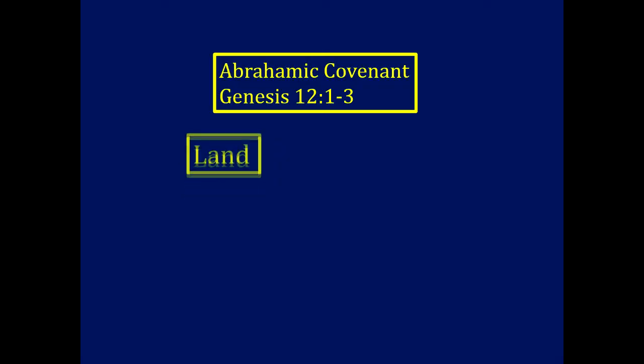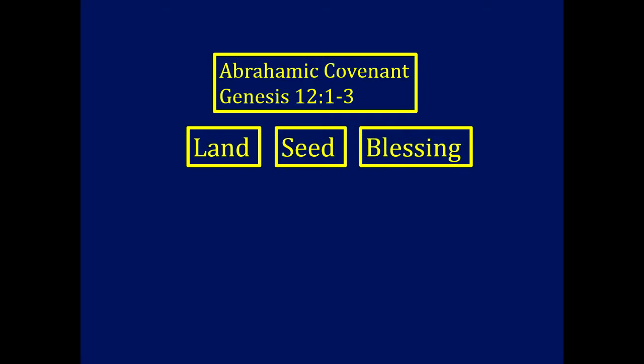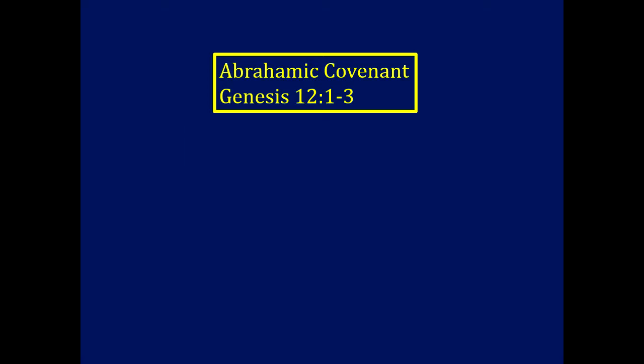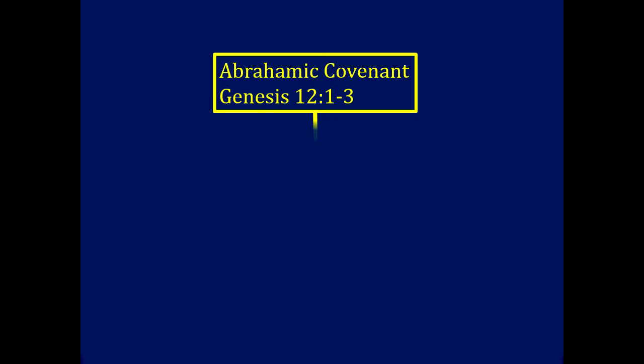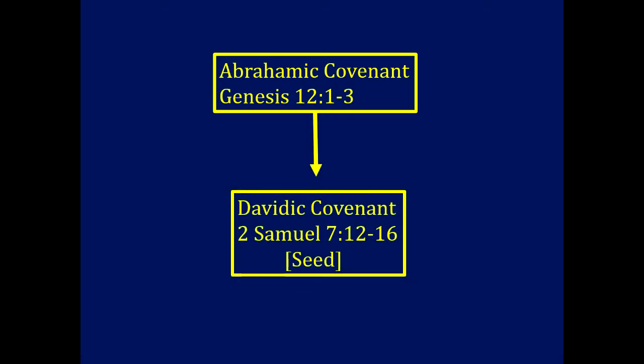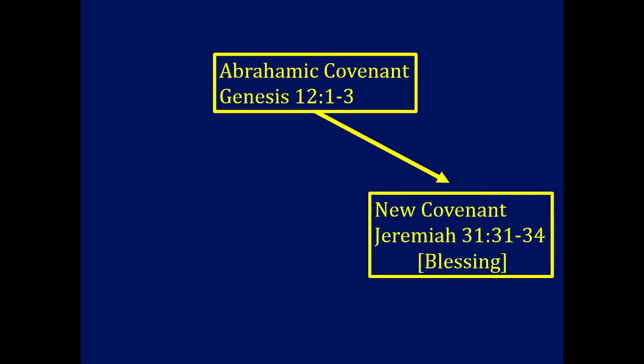And we had the Abrahamic covenant, and I was going to go back and cover a lot of it, but I decided to weed it down to just this. The basic Abrahamic covenant was this, in chapter 12, verses 1 through 3: land, seed, blessing. We just give it this three-part breakdown. So essentially, the Palestinian covenant, which comes in chapter 30, verses 1 through 10, covers the land aspect. Then when we come to the Davidic covenant, 2 Samuel 7:12 through 16, we have the seed aspect. And then when we come to the new covenant, Jeremiah 31:31 through 34, the blessing aspect. And this is what involves all of us.